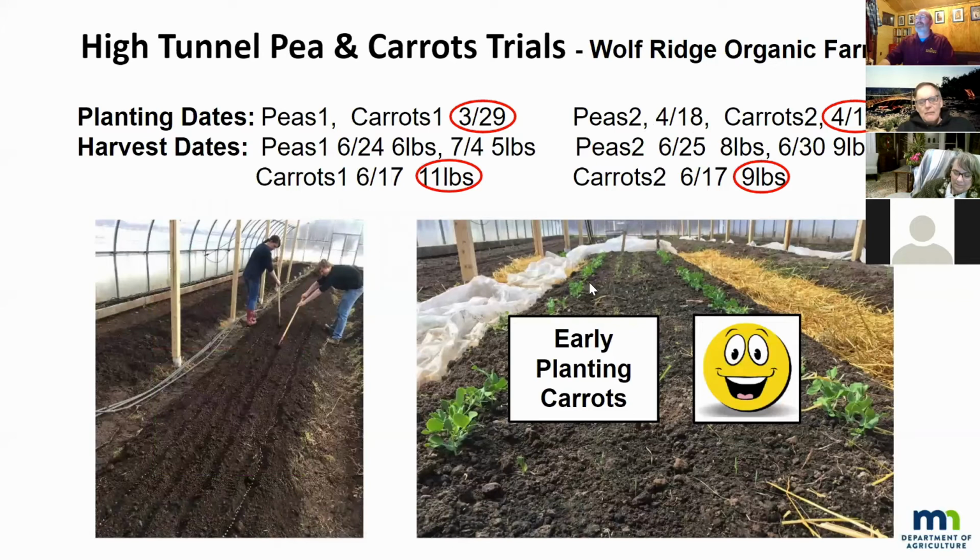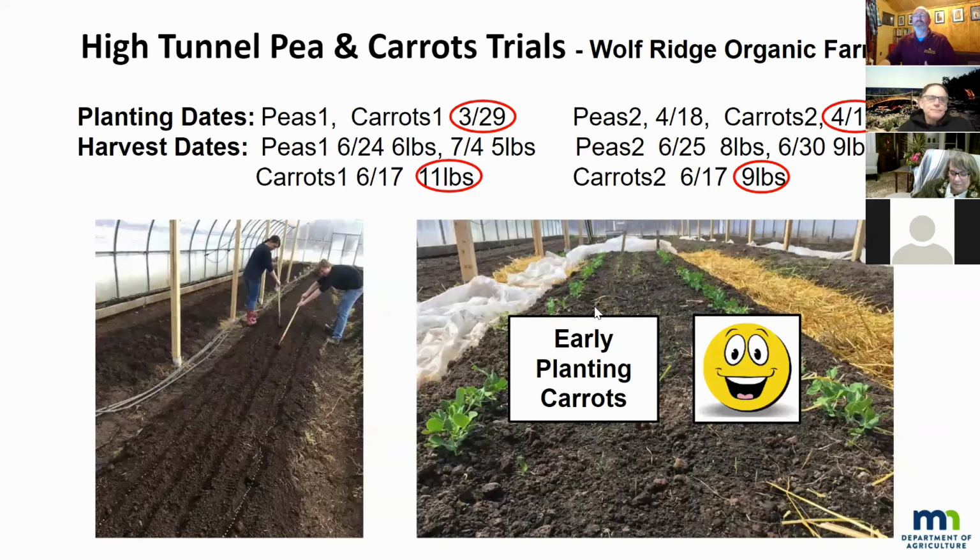Should the farmer plant the whole greenhouse a month ahead, or save all that time and labor because it didn't work too well for the peas, but it worked a little bit? So those are management decisions the farmer can make with this information.